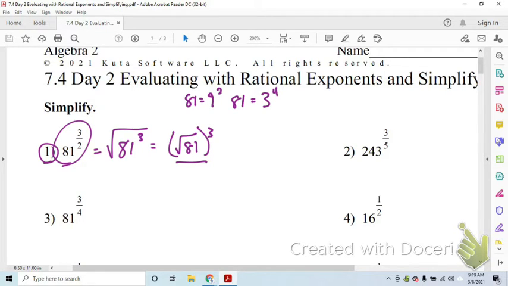So real quick, what is the square root of 81? It's 9. Then all you have to do is take that to the third power. If you want to use a calculator, there's a little caret button in there. 9 to the third power is going to be 729. So that's what we're doing.